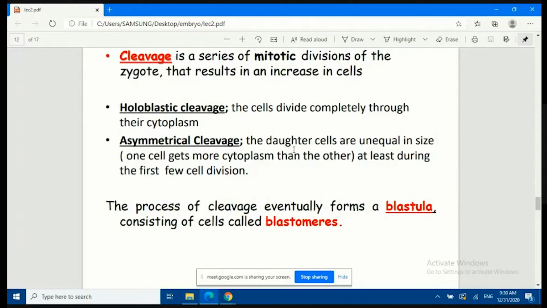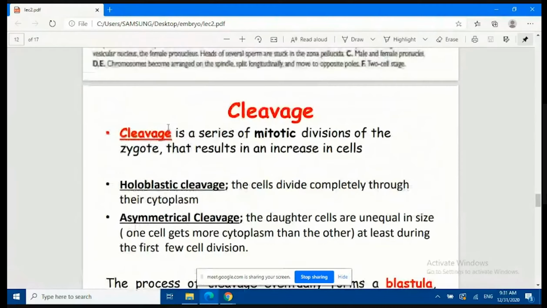So the daughter cells, the cells that divided, are unequal in size. One cell gets more cytoplasm than the other, and this is at least during the first few cell divisions, just at the beginning. Later on it will be symmetrical. So I can ask what are the characteristics of the cleavage in the human, and you're going to answer in two words: holoblastic and asymmetrical.